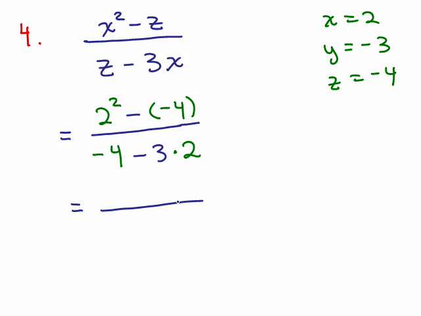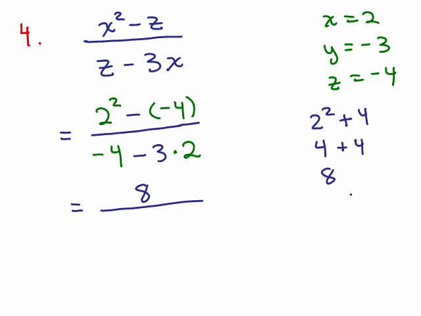Simplify each first. Okay, so in the numerator, what do we have going on here? I'm going to write it over to the side. We have 2 squared minus -4 will be a plus 4, correct? 2 squared is 4, so 4 plus 4 is 8. So in the numerator, we're going to have 8.